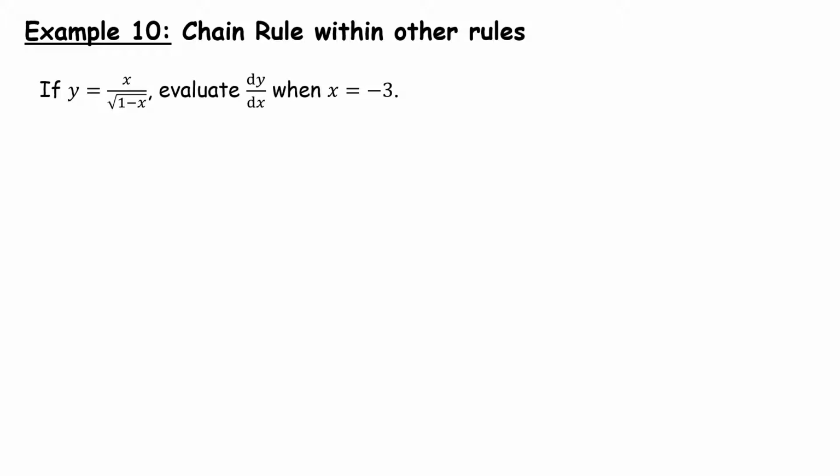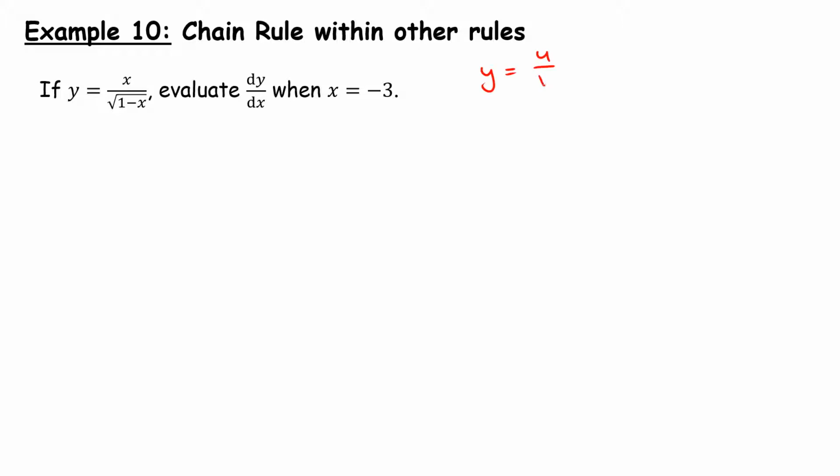So now let's look at an example of using the chain rule within other rules. The chain rule can often be seen slotted into other rules. So here, for example, if y is equal to x all over the square root of 1 minus x, evaluate dy dx when x is equal to minus 3. First off, I'm seeing two functions, one divided by the other, so therefore I'm thinking quotient rule.